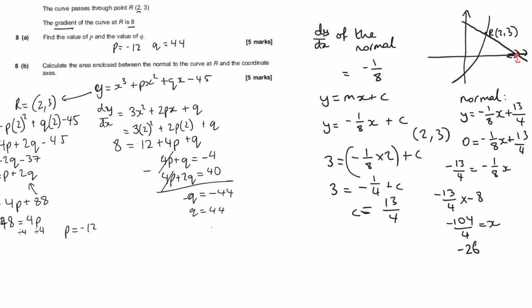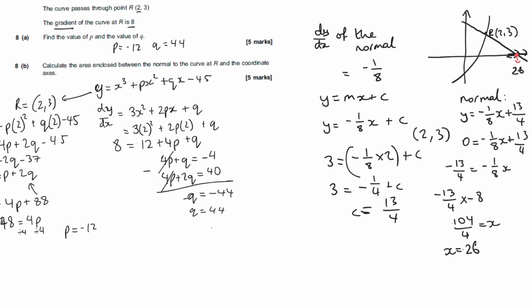Sorry, not negative 26, it will be positive 26, because the minus 8 times the minus 13, two negatives multiplied by each other, gives you a positive. So we know x is equal to 26 at that point. Okay, so now that we know that point, now the last thing that we need to do is, well, not last thing actually, I lie.